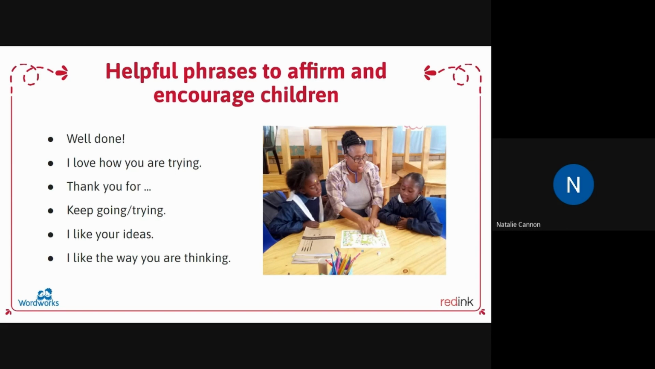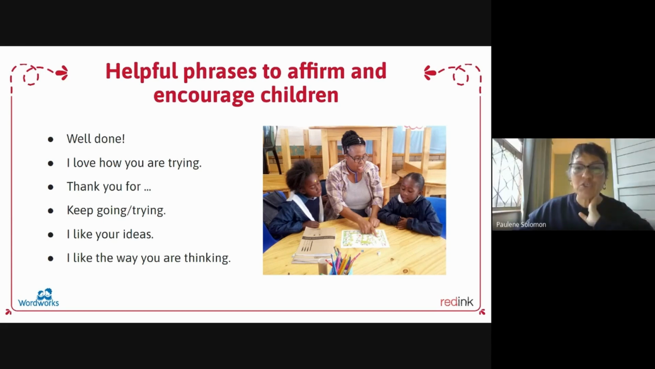Helpful phrases to affirm and encourage children. Well done. I love how you are trying. Thank you for. Keep going, keep trying. I like your ideas. I like the way you are thinking.